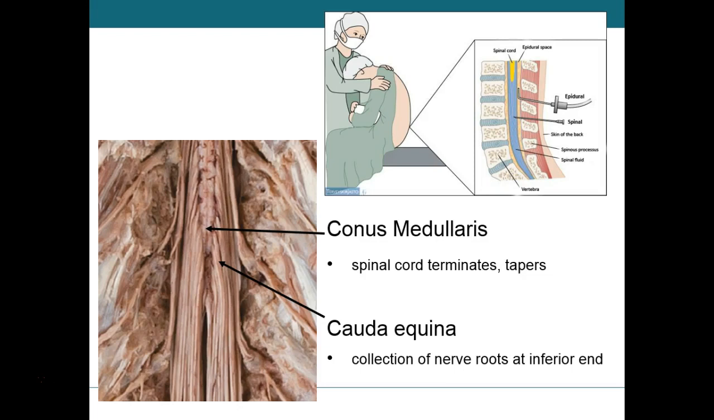So how do you find this? Well, you draw a line across the highest point of the iliac crest. That is called the supracristal line, and it passes through the spinous process of the fourth lumbar vertebrae. So that's a useful landmark for administering these spinal taps.